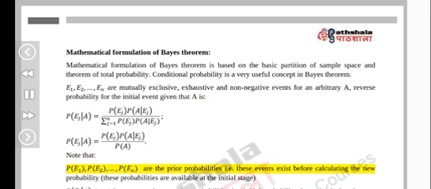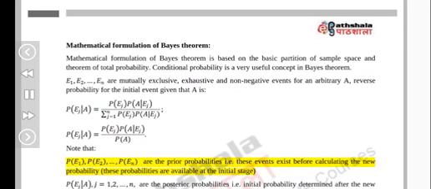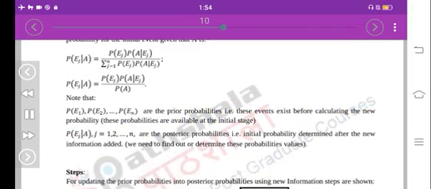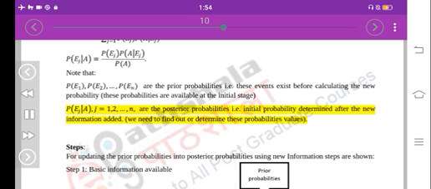Note that P(E1), P(E2), ..., P(En) are the prior probabilities, i.e. these events exist before calculating the new probability. These probabilities are available at the initial stage. P(Ej), j equals 1, 2, ..., n are the posterior probabilities, i.e. the initial probability determined after the new information is added. We need to find out or determine these probability values.